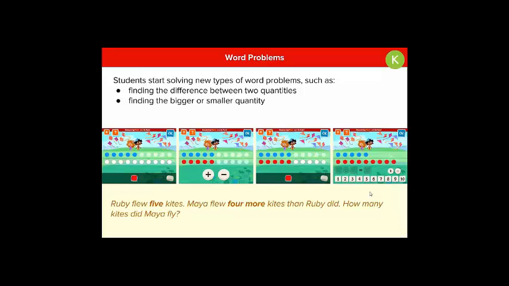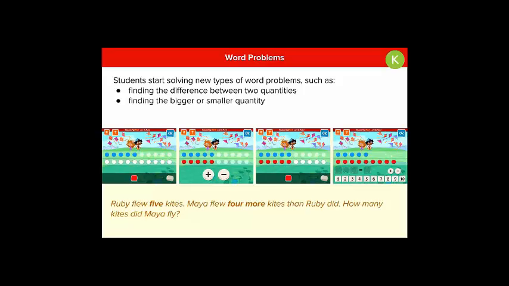Students solve some new types of word problems, such as finding the difference between two quantities, finding the bigger or the smaller quantity. So this is something that's quite subtle. In this problem, Ruby flew 5 kites. Maya flew 4 more kites than Ruby did. How many kites did Maya fly? The solution is going to be 5 plus 4 equals 9.